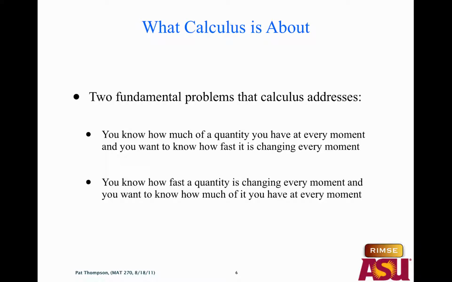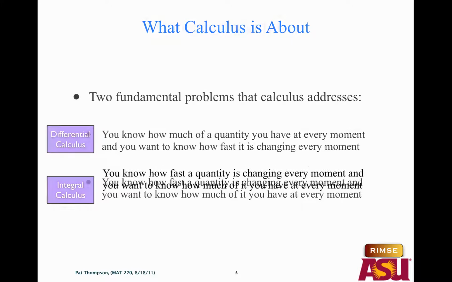So my question would be, what have we been working on in the last month? Which of these two, A or B? Every single person who's watching this should know that in the last month, we've been talking about endeavor B here, the second one, where you know how fast a quantity is changing every moment and you want to know how much of it you have at every moment. The first one is differential calculus, and this second one is what's called integral calculus.